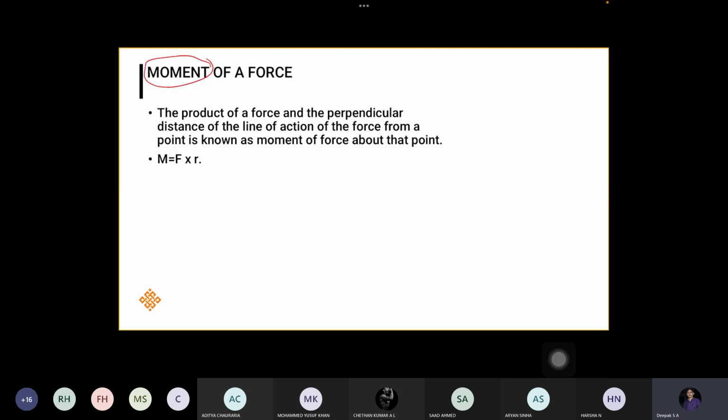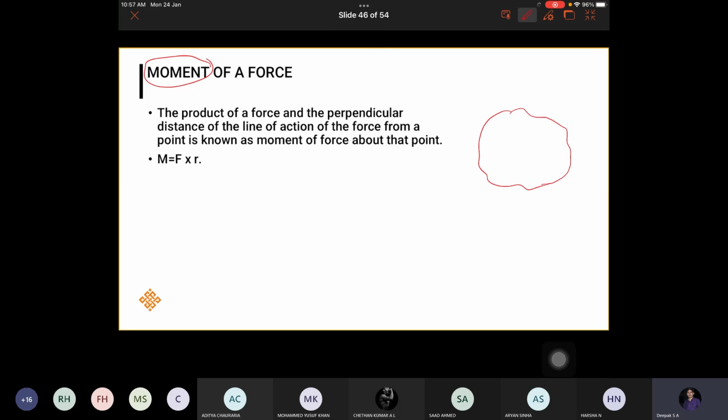So, moment of a force is nothing but, if you have a body, say you have some body something like this, okay, then some kind of force is acting on that body. Then, if I want to take a moment, if a force is acting on a body, okay, this is a force F.